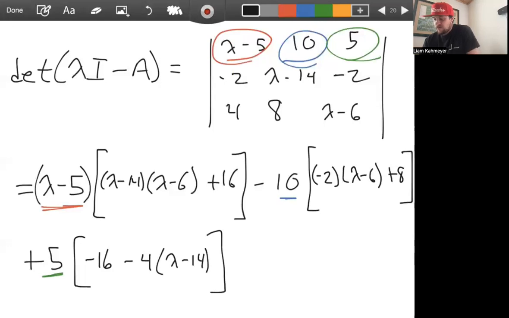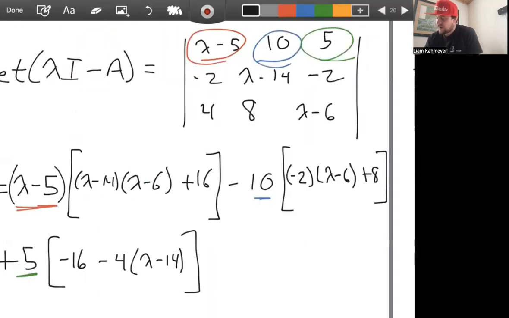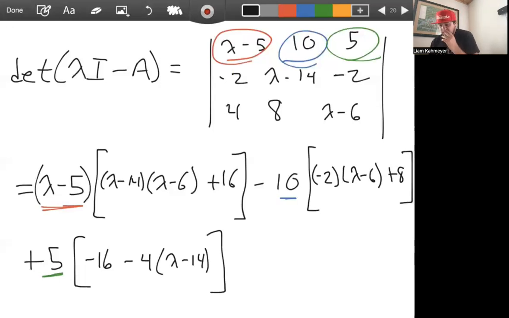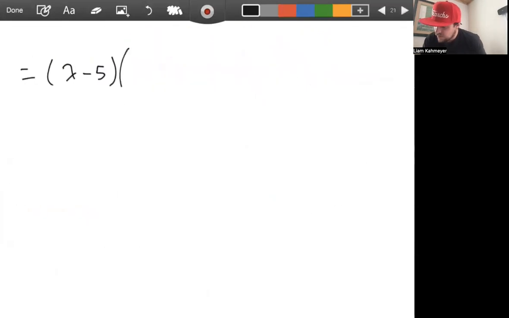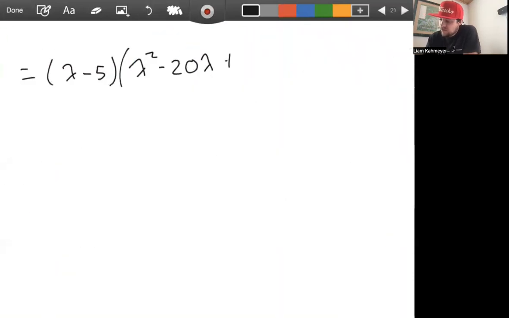Let's see what the first term simplifies to. We have a lambda minus 5 factored out front, and then we have lambda minus 14 times lambda minus 6, which is going to give us lambda squared. And then minus 6 lambda minus 14 lambda is minus 20 lambda. And then we have -6 times -14, which is positive 84. And then 84 plus 16 here, this 16, is 100. So that's going to be plus 100.